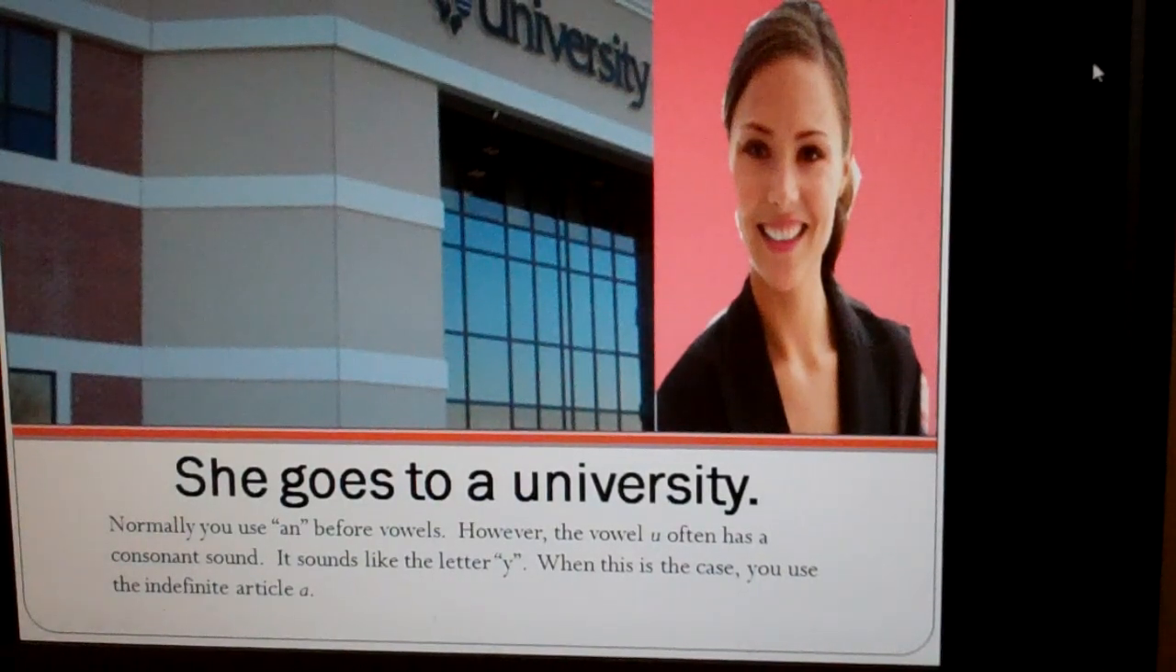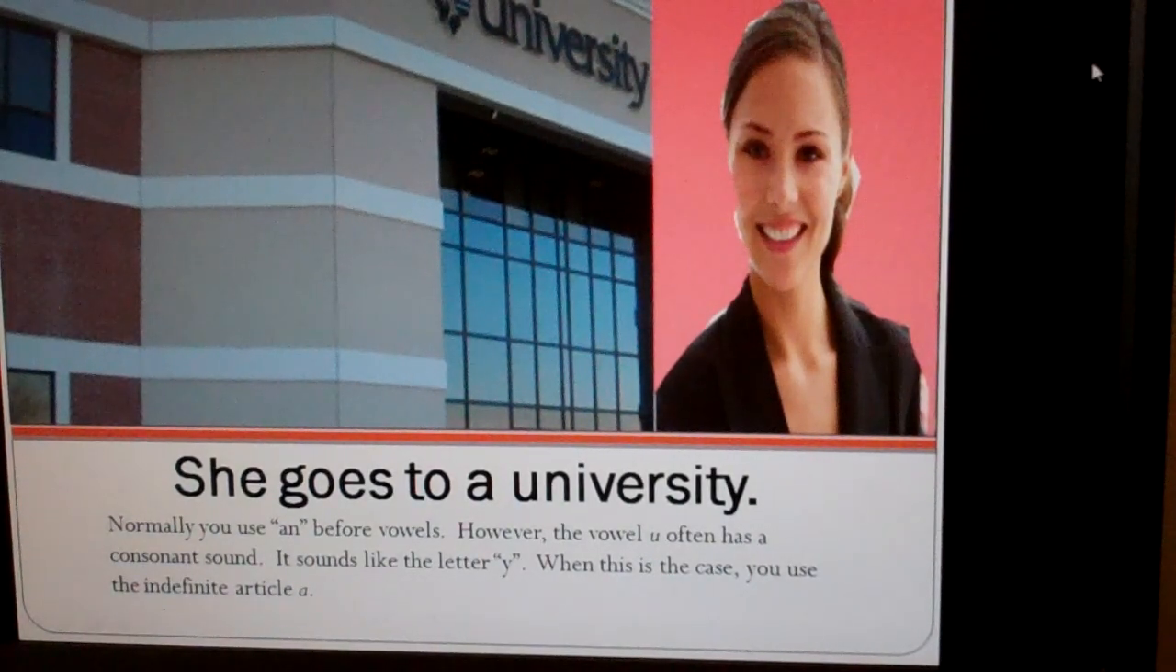She goes to a university. Normally you use an before vowels, like U. However, the vowel U often has a consonant sound. It sounds like the letter Y. When this is the case, you use the indefinite article a. Notice in university, it has a Y sound. So we use the indefinite article a.